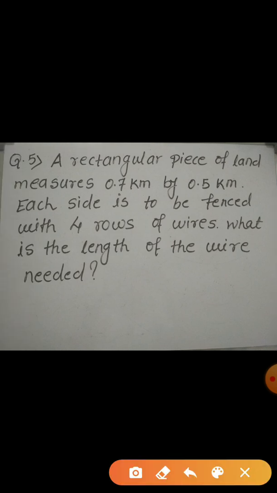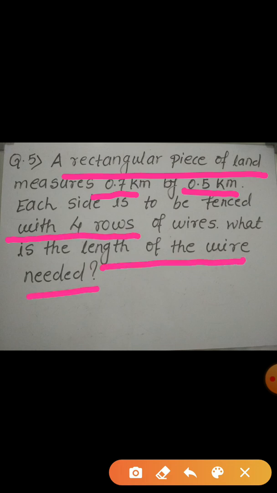Now come to question number 5. A rectangular piece of land measures 0.7 km by 0.5 km. Each side is to be fenced with 4 rows of wires. So what is the length of wire needed? In this question, a rectangular piece of land is given to you whose length and breadth are 0.7 km and 0.5 km, right? And what are we asked to find out? The length of wire needed for fencing.